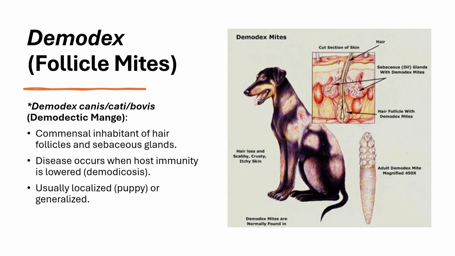Another group are the follicle mites of the genus Demodex. Demodex canis, Demodex cati, and Demodex bovis are the causative agents of demodectic mange. Take note that Demodex are common or commensal inhabitants of the hair follicles and the sebaceous glands. The disease occurs when host immunity is lowered or when the hosts are immunocompromised, and the disease is known as demodicosis. The infestation can be classified as localized for puppies or generalized. This group is also known as follicle mites because, as shown in the diagram, Demodex canis inhabits particularly the hair follicles.